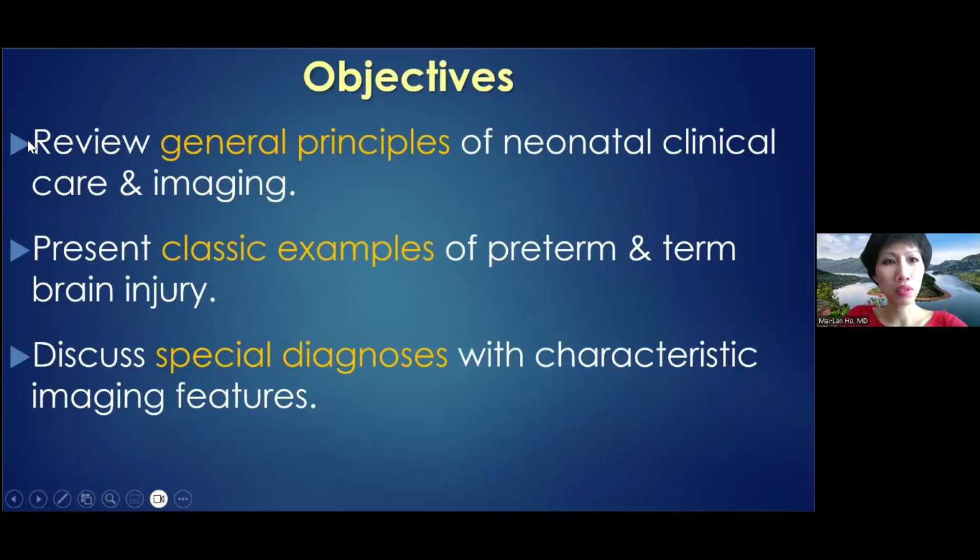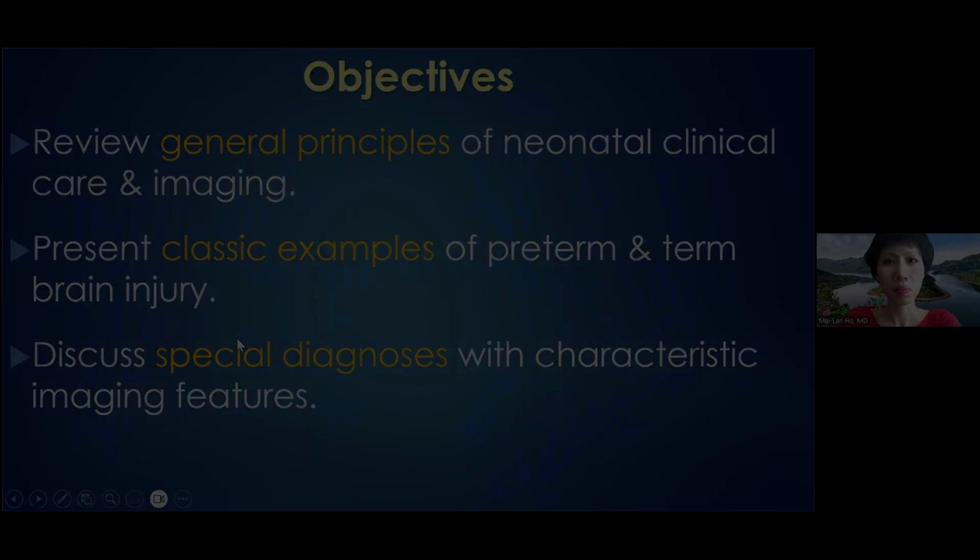Okay, so today we will review the general principles for neonatal clinical care and imaging. I will show classic examples of preterm and term brain injury. That's what you would see in all the textbooks. So I'll try to make it a little bit more straightforward mechanistically. And then we're going to mention a number of special diagnoses that have characteristic imaging features, things you don't want to miss that do have more unique features that can actually help you understand the diagnosis.